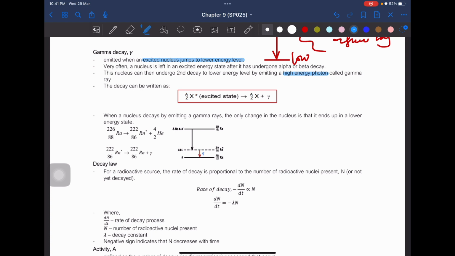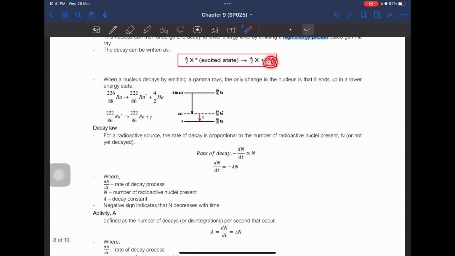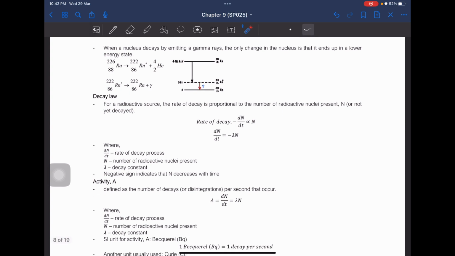So the decay can be written as shown here. So from the excited state it goes down like this. So that is the gamma ray. Okay. Then, when a nucleus decays by emitting a gamma ray, the only change in the nucleus is that it ends up in a lower energy state. Okay, so it ends up in a lower energy state only. Okay? Right, so that is on gamma ray.